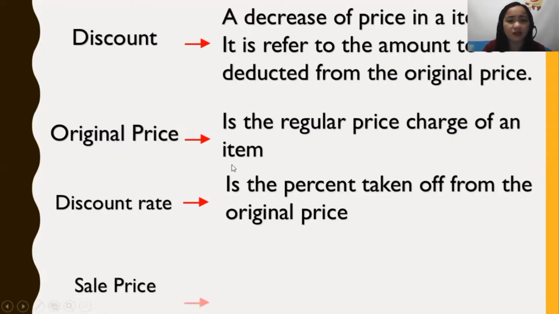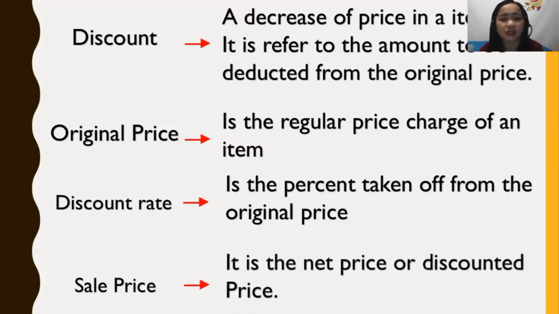And we have the sale price. Pag sinabi nating sale price, it is the net price or discounted price. Kung kanina yung original price sa mall ay 100 pesos at tumingin ka ng tawad, tinawaran ka ng 20 pesos, ang babayaran mo na lang sa kanya ay 80 pesos. And that is the sale price. It is the price where the discount has been deducted, na bawas na.